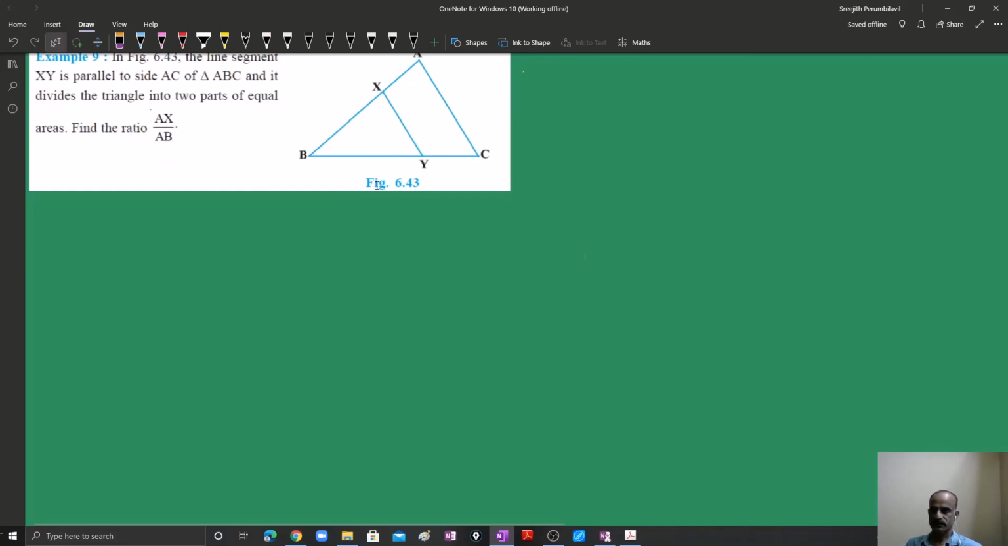6.3, the line segment XY is parallel to side AC of triangle ABC, and it divides the triangle. This is very important. It divides the triangle into two parts of equal areas. What does that mean? Be careful, that means these two are equal in area. This part as well as this part are equal in area. Okay, that is the idea.